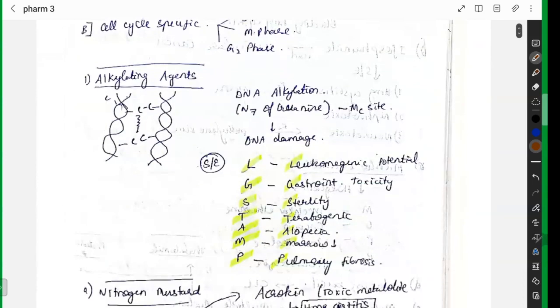First one we are going to see is the alkylating agent. See, what does your alkylating agent do? It is going to cause alkylation of your DNA. At what site? At the N7 site of your DNA.